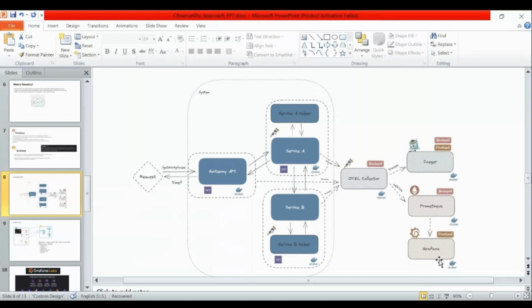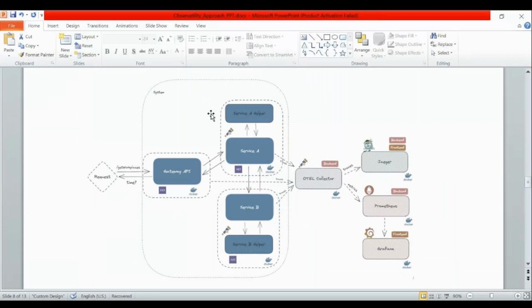It is something like Tempo for traces, but Tempo is more expensive than Jaeger. That's the reason nowadays Jaeger has become very popular for implementing distributed tracing. If you look at this, let's assume that this is an overall customer ecosystem.